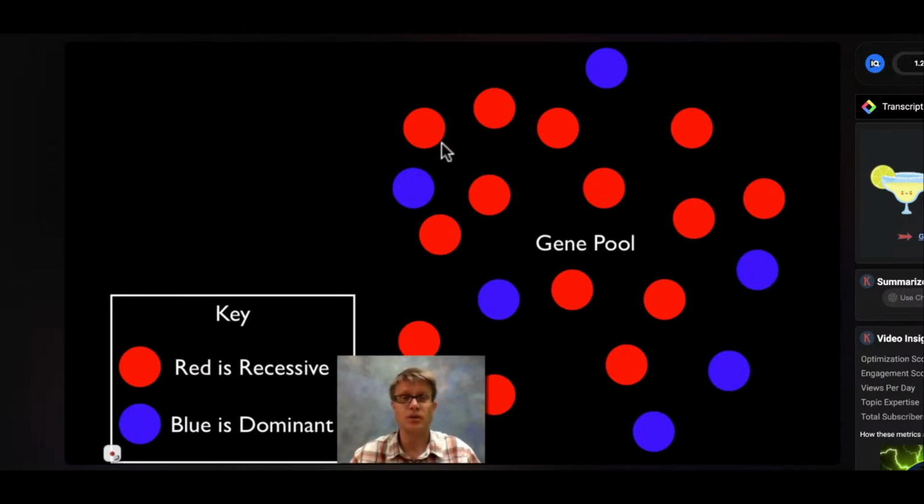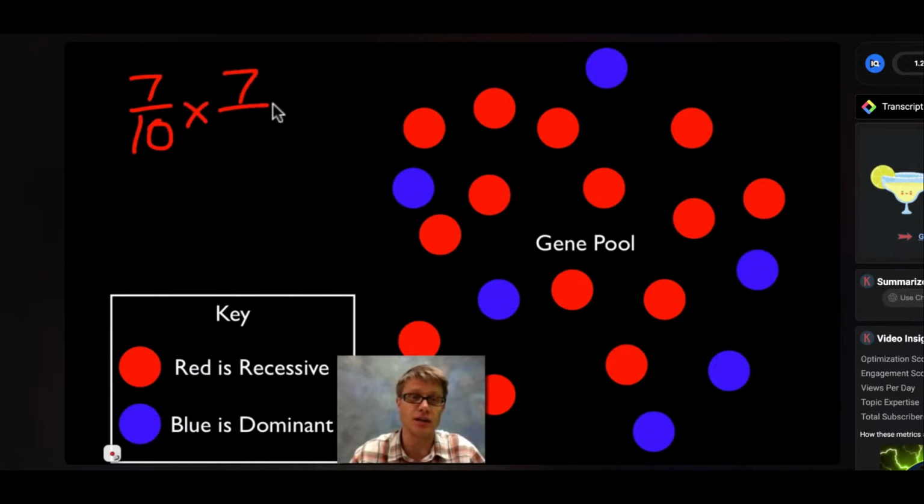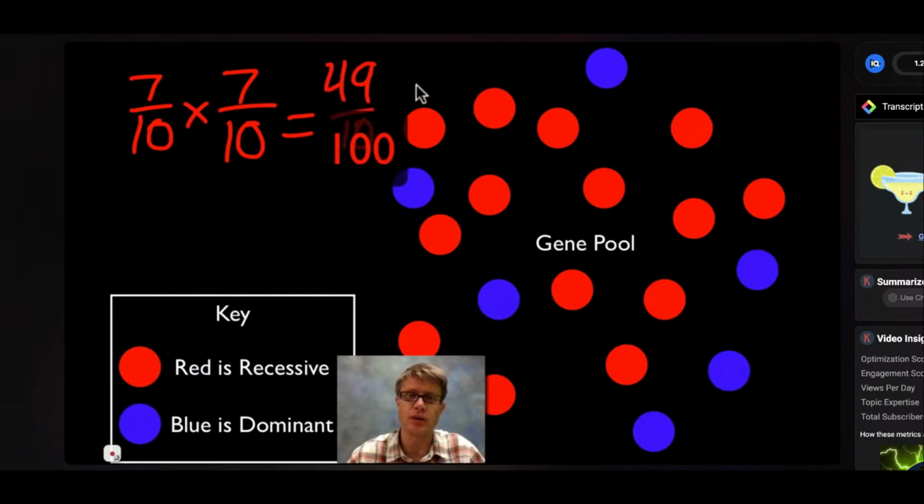So if I were to randomly grab one of these genes out of the gene pool, what are the odds that it is going to be recessive? In other words, what are the odds that it's going to be red? Well, the odds would be 7 out of 10. What are the odds if I pull 2 of them out that they're going to be red? Well, knowing anything about the law of multiplication, that's going to be 7 out of 10 times 7 out of 10. And so that's going to be 49 out of 100, or 0.49. So grabbing 2 of the reds, it's going to be 0.49.